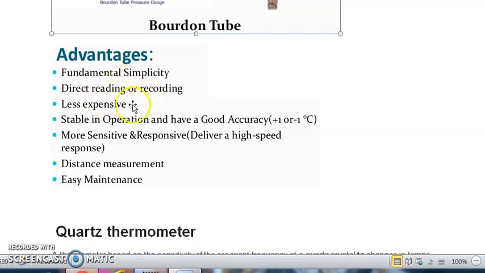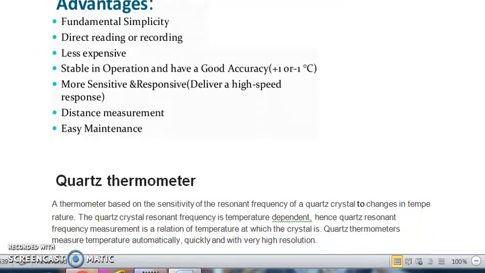Direct reading or recording. It is less expensive, stable in operation, and has good accuracy. Good accuracy means it is giving exact results. More sensitive and responsive. Distance measurement: since it has a capillary tube which is long enough, we can measure the temperature from a distance also. And since it is a completely mechanical structure, easy maintenance is available. So these were all about the pressure thermometer. And now move to the last topic of the second chapter, temperature measurement, that is the quartz thermometer.